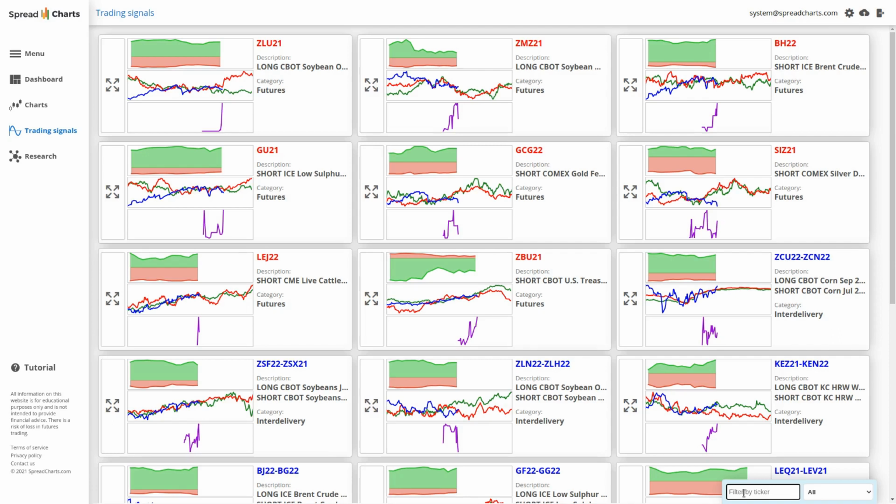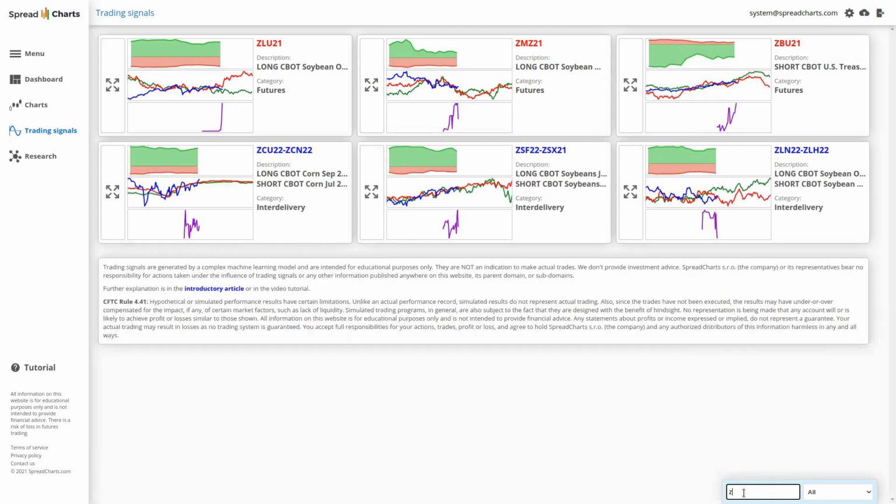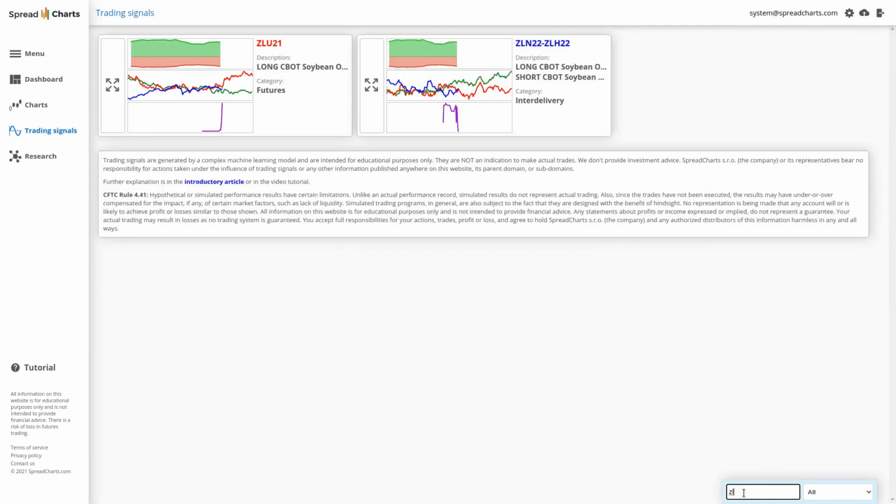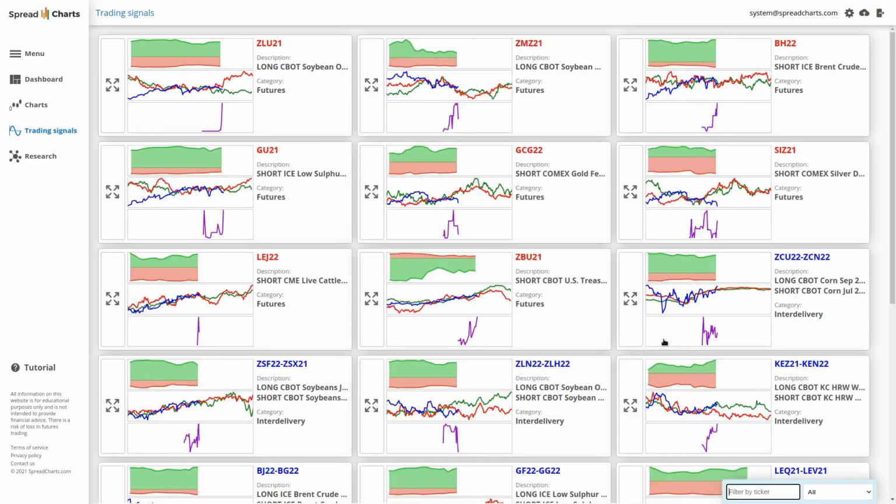For example, we want to show the signals just for soybean oil, so I will enter ZL, and here we are. These are the two signals that are available on soybean oil. So this is quite simple and straightforward.